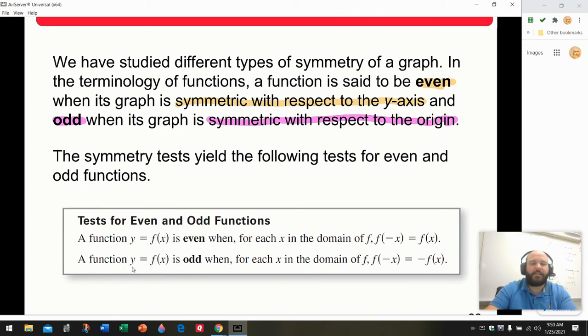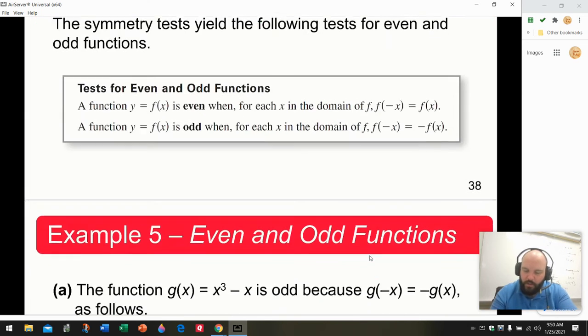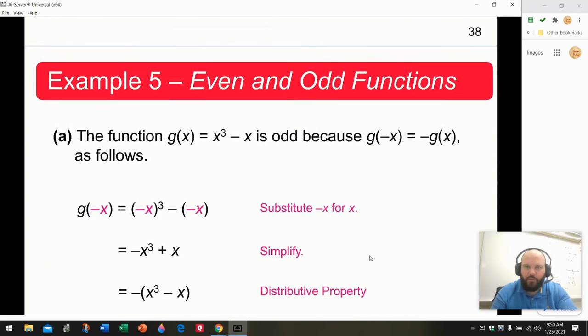Now, what this one says is a function y equals f of x is odd when, for each x in the domain of f, f of negative x is equal to negative f of x, meaning if you plug in a negative number, you will get a negative number out. So let me show you how to do this.